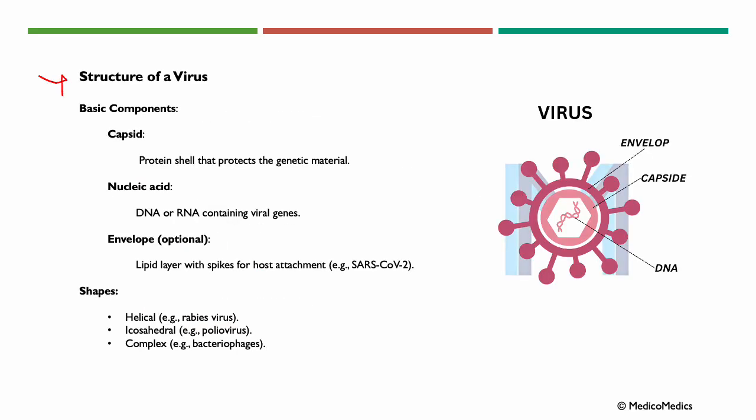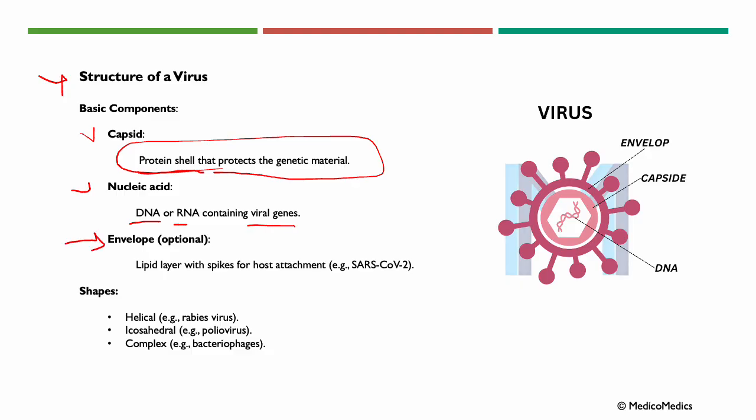Now, what is the structure of a virus? So the basic components include a capsid. This is the protein shell that protects the genetic material. We have nucleic acid, so DNA or RNA containing viral genes. And then we may have an envelope. This is a lipid layer with spikes for host attachment.